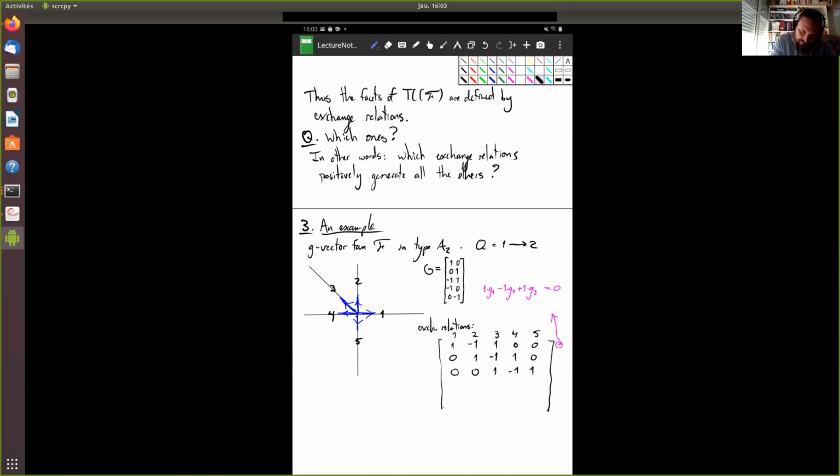Then I could also, if I started from the initial seed, I could mutate in here instead. And what the relation here is just that 2 plus 5 is 0. And then I can mutate across this wall here. And the relation here is just that 1 plus 4 is 0. Okay. So that's my matrix.